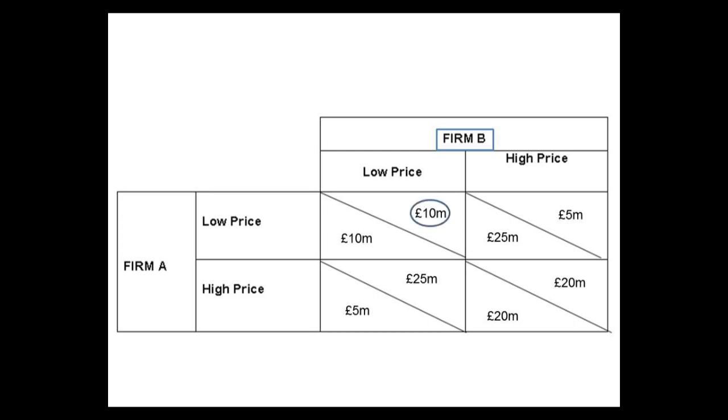If they know that firm A is going to charge a high price, well, they can charge a low price and make £25 million, or a high price and make 20. So they're going to charge the low price. That means that firm B's dominant strategy is the low price.